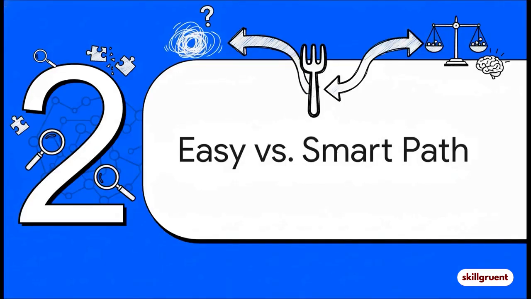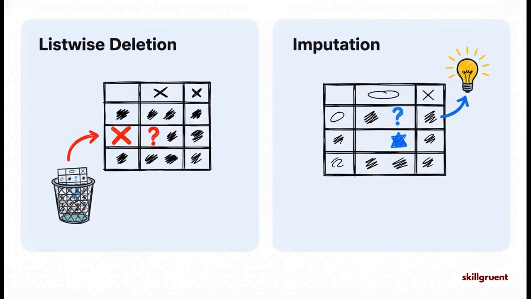So, once you've diagnosed the why, you're at a crossroads. You've got a choice to make. You can take the easy path, or you can take the smart path, the one that actually preserves the integrity of your data. Your two main options are what we call listwise deletion and imputation. Deletion is super simple. If a row has even one piece of missing data, you just delete the entire row. Poof, it's gone. Imputation, on the other hand, is a bit different. It's really just a fancy word for making an educated guess to fill in that blank space.